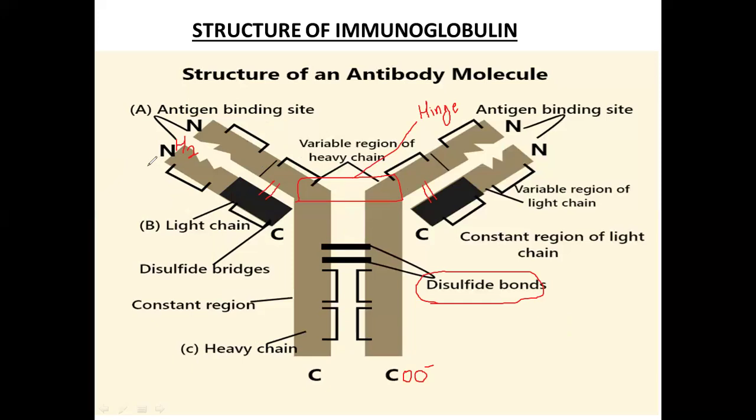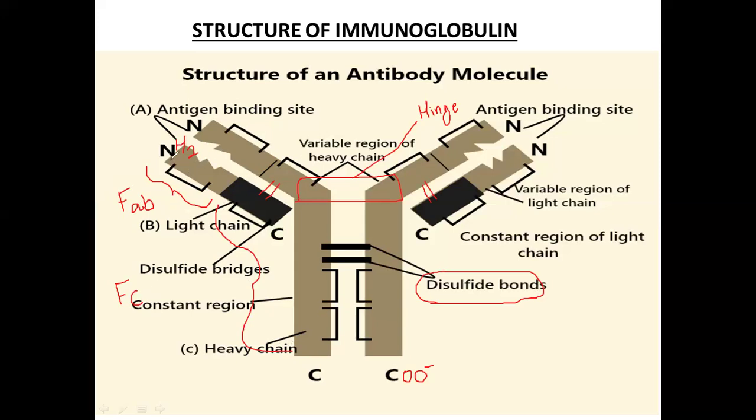Next, this point we call it as the FAB region, fragment antigen binding region. Done. Next, this region from here to here we call it as the FC region, fragment constant region. Done. So fragment antigen binding region and fragment constant region. Okay. Next, let's enter into the light chain and heavy chain points.